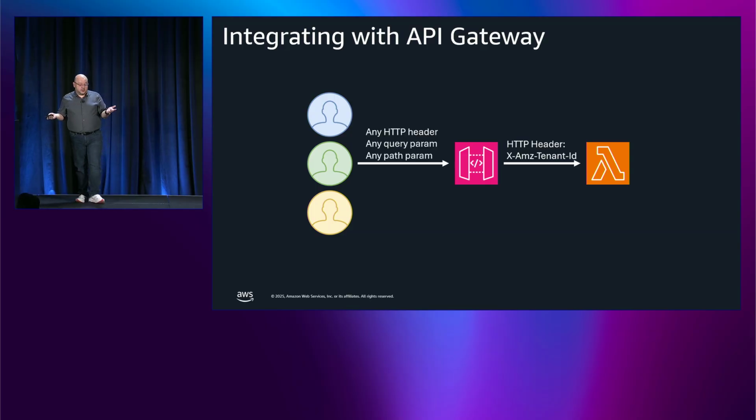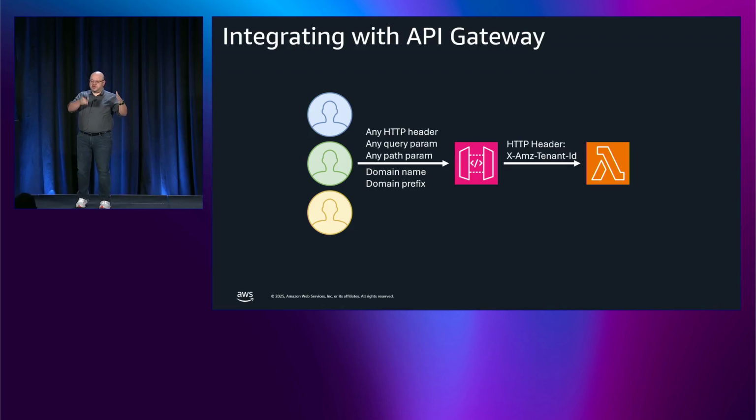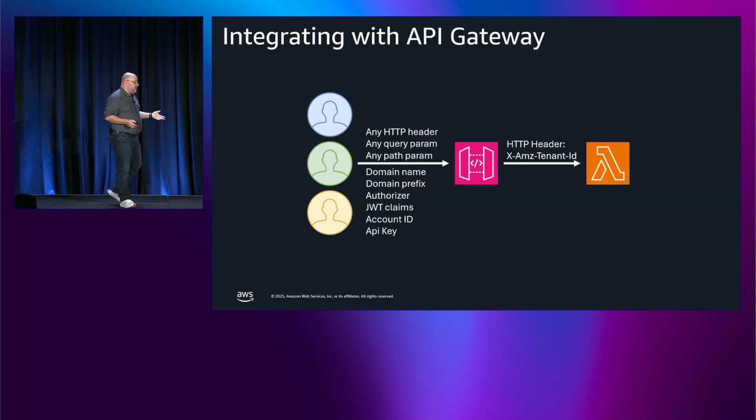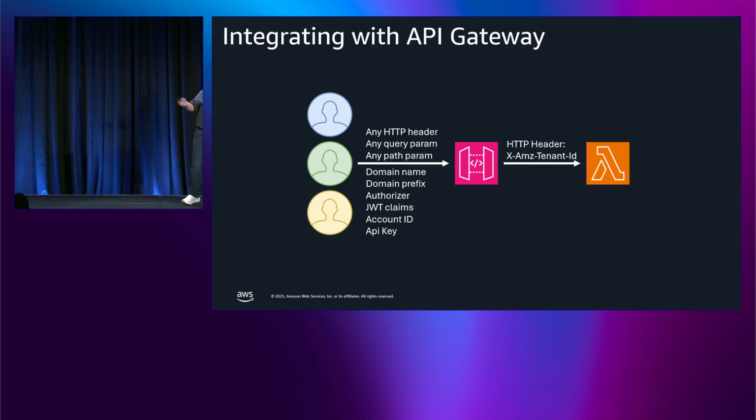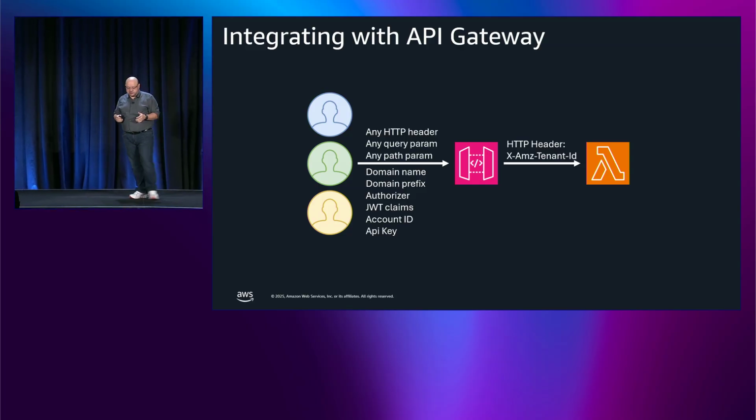For example, what if you're using HTTP headers to pass tenant ID? Or query parameters, or path parameters. You can do all of these. What if you want to use domain prefix, where the way you identify your tenants is you're creating a subdomain for each tenant, and you want to use that as tenant ID? Doable. What about information coming from a Lambda authorizer? What about information in JWT claims or account or anything else? All of this is doable, and let's see how you do that.